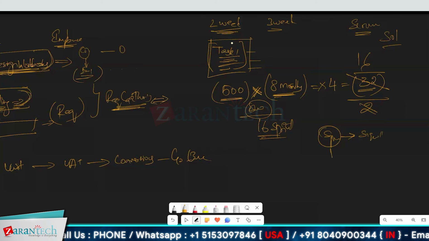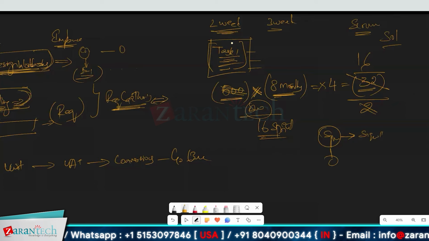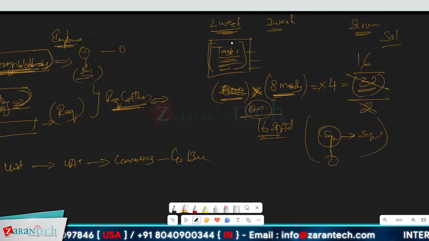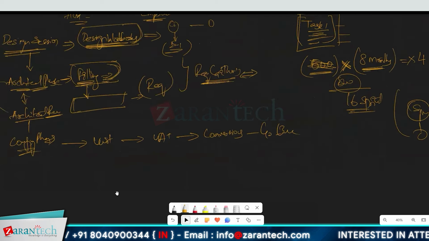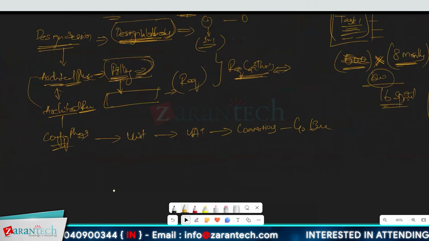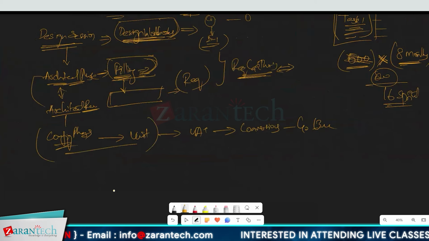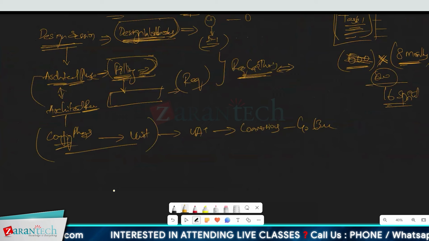Every sprint, you will slowly knock down some of those tasks from the requirements, and by the end of 16 sprints you should have all the configurations completed and unit tested. So basically that is the configuration phase, configuration and unit testing, where you will configure every task available.